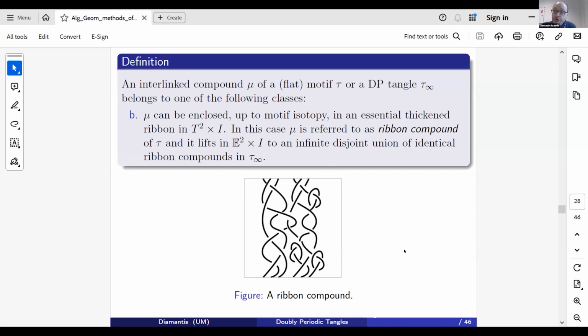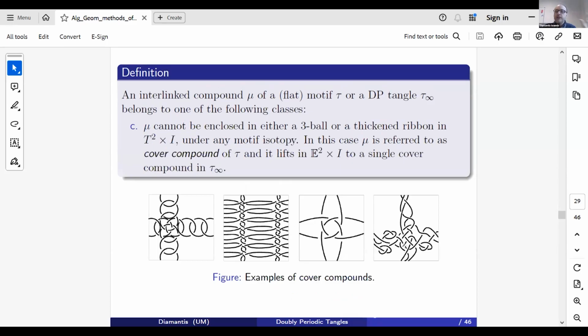And if a compound is not a ribbon and it's not null homotopic, then we will call it a cover compound because it covers the whole thing. And these are some examples of cover compounds, with my favorite being the first one, because you can see two ribbon compounds, right? Interlinked, so they are not ribbon anymore because they are interlinked here, and there is nothing you can do so that you can distinguish them. You can't split them using isotopy. I'm not allowed to use homotopy. I'm just using isotopy, trying to separate them, trying to split them.